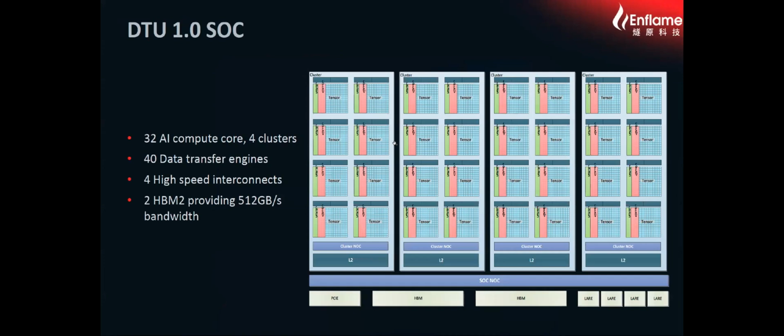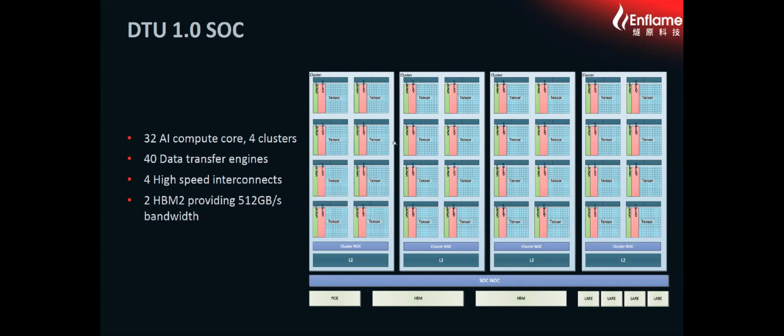And this is an overview of the SoC architecture. In total, we have 32 AI compute cores in 4 clusters. So in each cluster, we have 8 AI compute cores. And we have 40 data transfer engines. Some of these 40 data transfer engines are cluster data transfer units, and some of them are called local core data transfer engines. So you can think of it as some global DMA or local DMA.